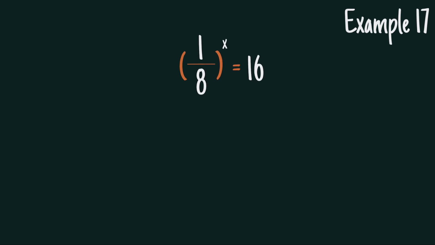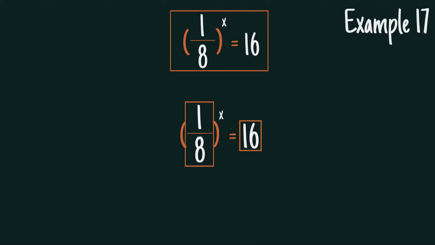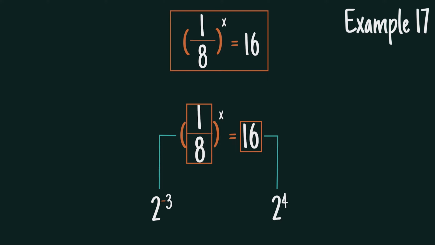Let's take a look at this first example. In example 17, to solve this equation, we need to change both sides of the equation to a common base. At this point, I hope you are also able to immediately identify that 8 is 2 to the power of 3 and that 1 over 8 is 2 to the power of negative 3. Also, 16 is 2 to the power of 4.